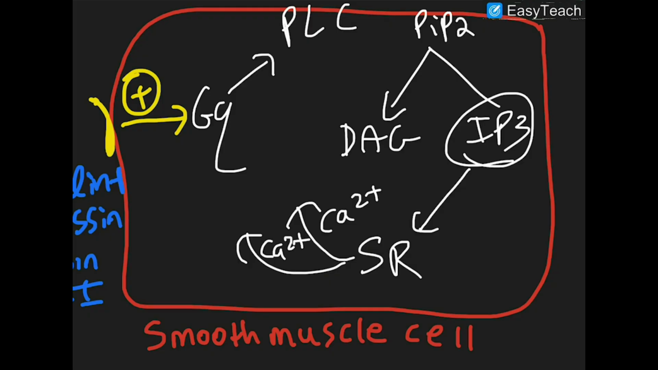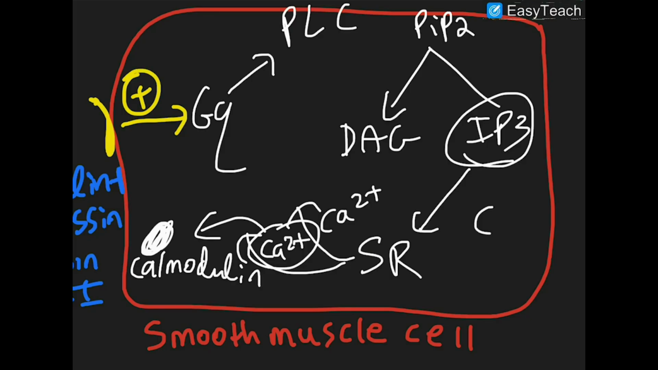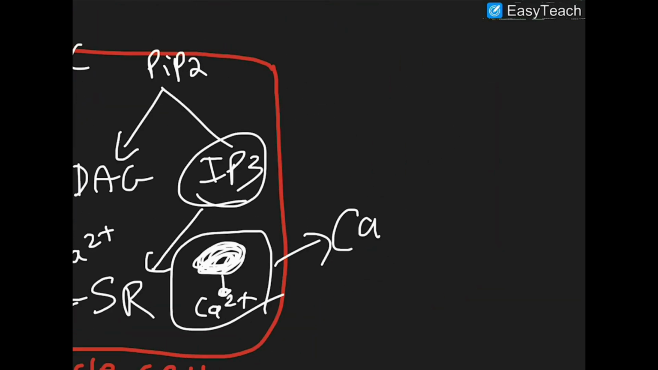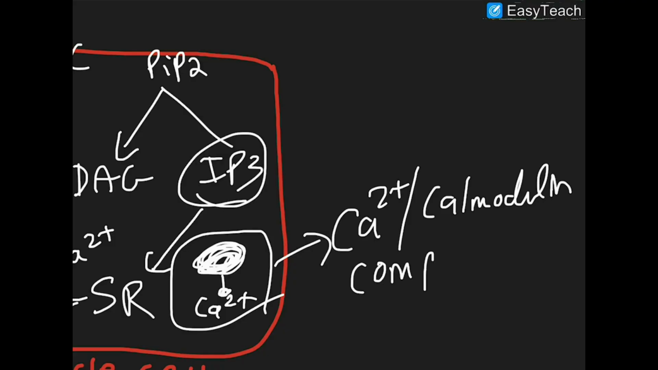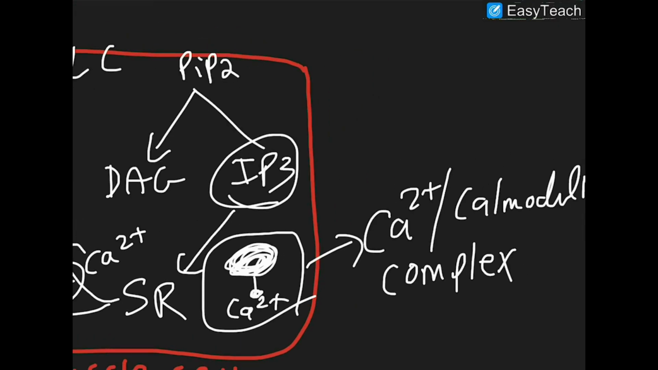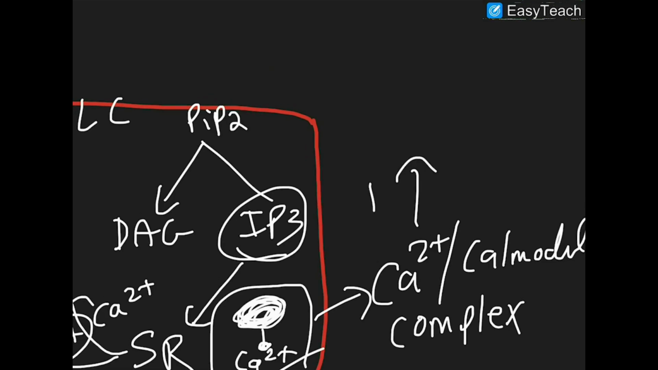And this calcium will actually then go bind a protein called calmodulin. Okay, so now you're going to have calmodulin and calcium together, which is a complex. It's called the calcium calmodulin complex. All right, so now we have the calcium calmodulin complex, which is really important because this is what is going to lead to the activation of the myosin light chain kinase. So this is still inside the smooth muscle cell. This will activate myosin light chain kinase.